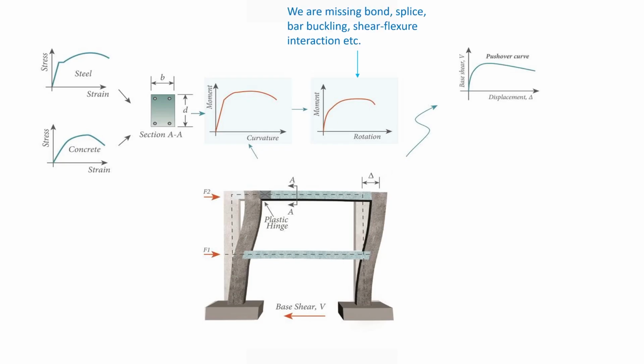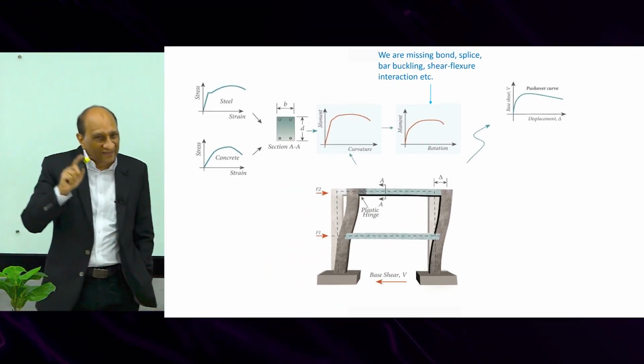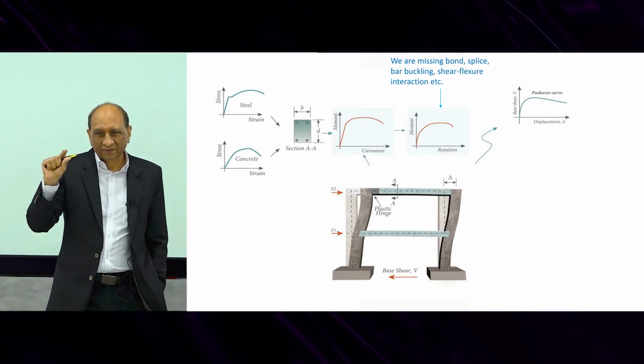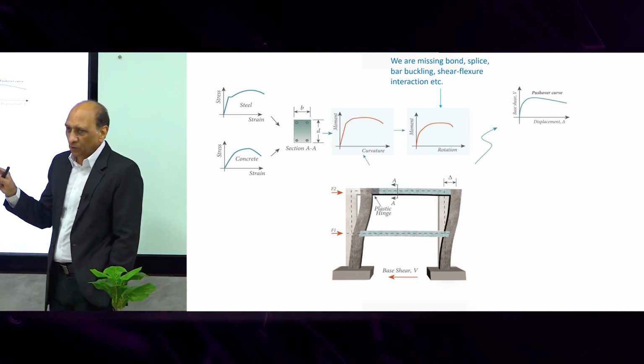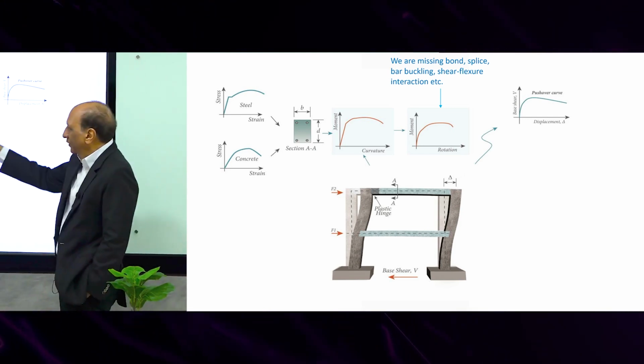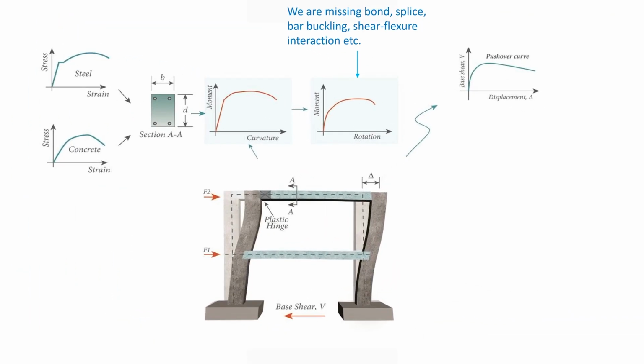But please remember that moment-rotation is not really accurate, because it's missing the bar buckling, splicing, shear-flexure interaction, and many things. So it's still a gap there. The moment-rotation curve is not the true one. It's really theoretical. So if you have more testing, you can put that there. You do that, you get the pushover curve for the whole structure. So that means now we can investigate the nonlinear capacity of the frame reasonably reliably through this one.